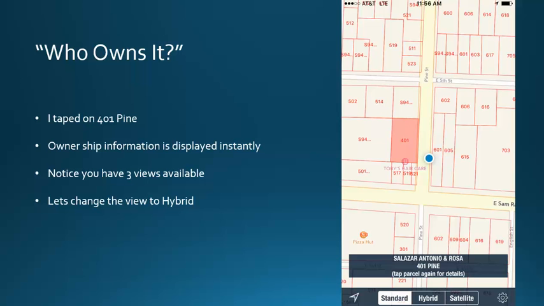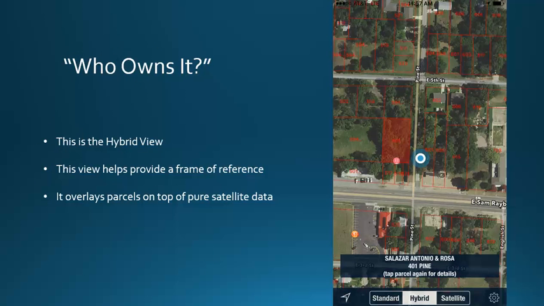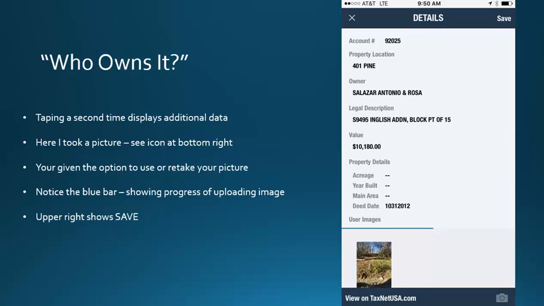You have three different views available to you: a standard view, a hybrid view, and a pure satellite view. The hybrid view simply overlays parcel data on top of satellite data. Good for providing a frame of reference. As you notice, I simply clicked on that property.